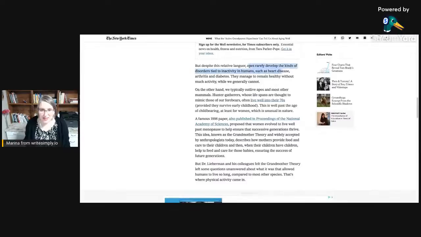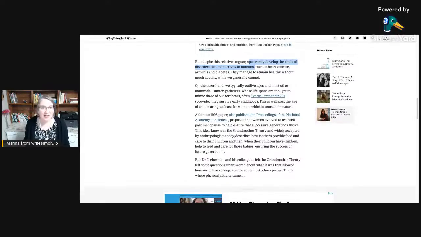Apes rarely develop the kind of disorders tied to inactivity in humans. Okay. On the other hand, we typically outlive apes. So it's not really telling us anything that we don't know, or I'm assuming that we know. So I'm wondering, when is it going to dig in? What is it going to talk about?